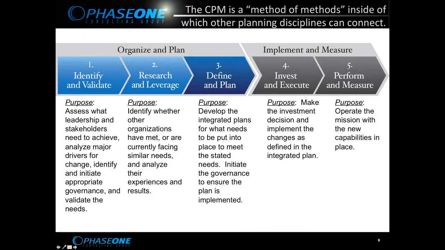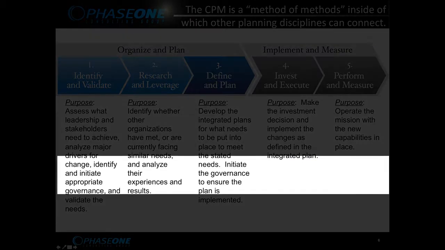As you can see, these two phases really break down into 5 main steps. Identify and validate is step 1. Research and leverage is step 2. Define and plan is step 3. Invest and execute is step 4. And perform and measure is step 5.